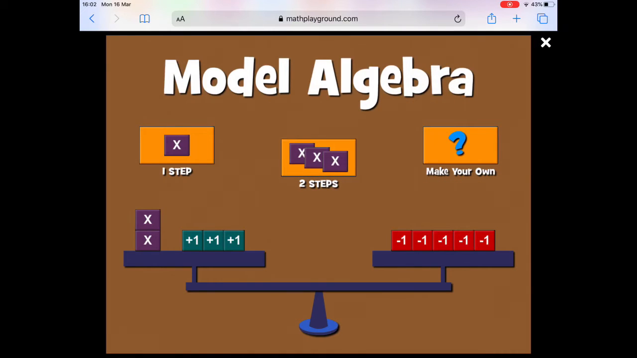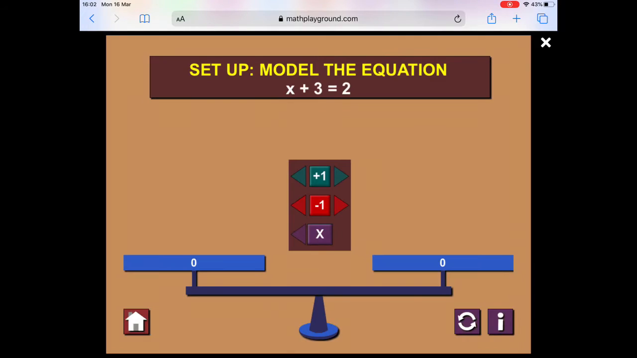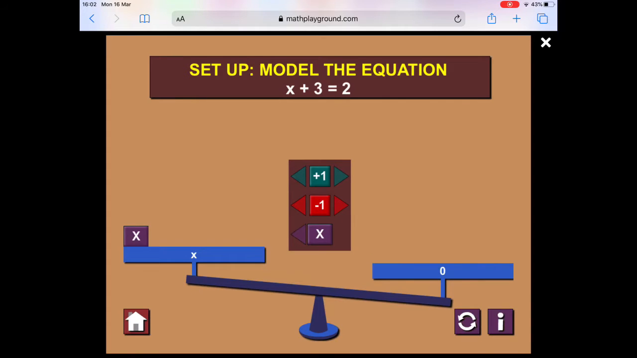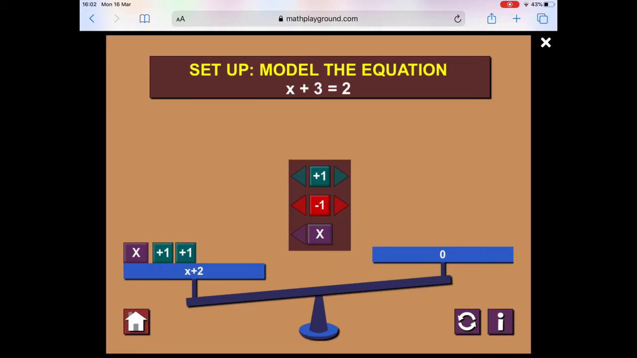So we're going to use a little online demonstration here. We're going to look at a one-step linear equation. So I want to set up or model this equation. This is an example of an equation we could be given to solve. If we want to set this up, I have the options of putting x's, negative ones, and positive ones on either side. On the left-hand side of this equation where the x plus 3 is, we have an x, and we have 1, 2, 3. So that's x plus 3 we have now on the left-hand side.